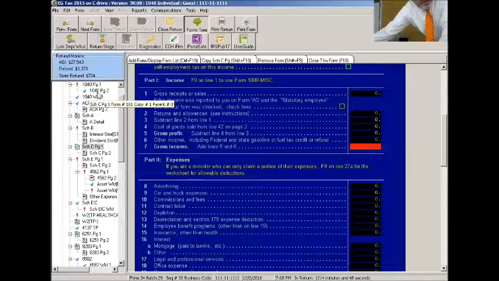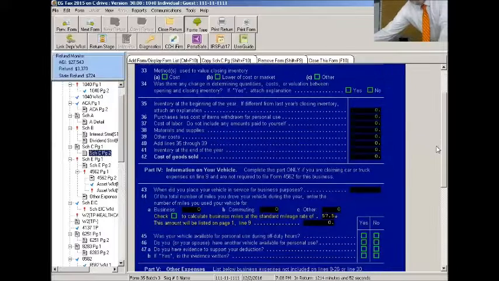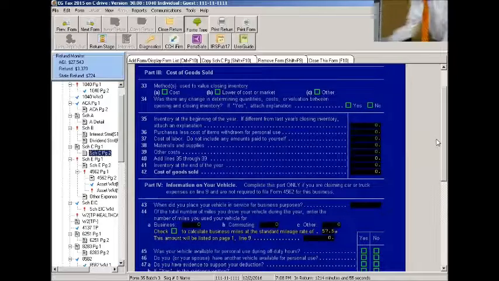Now, line 4. Line 4, we have cost of goods sold.